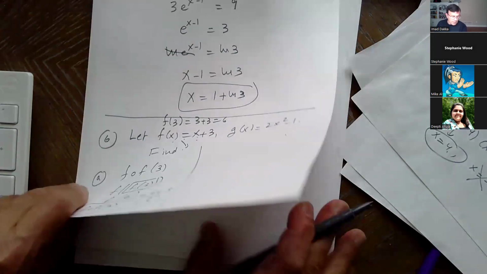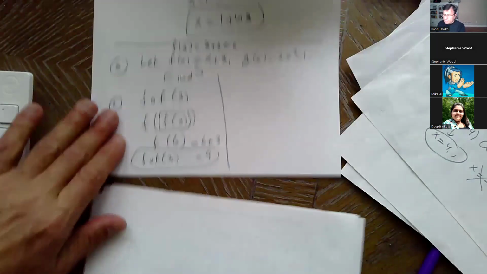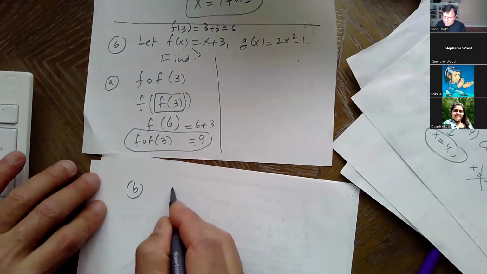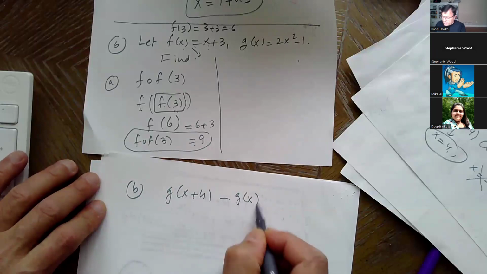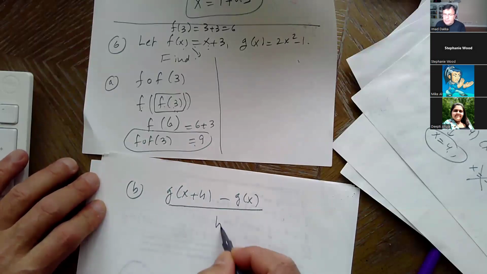Part B, we want to do g of x plus h minus g of x, all over h.